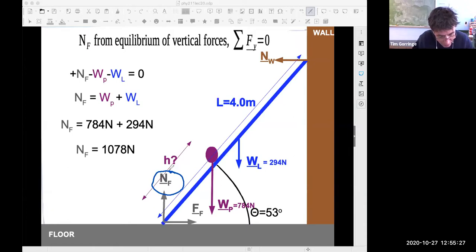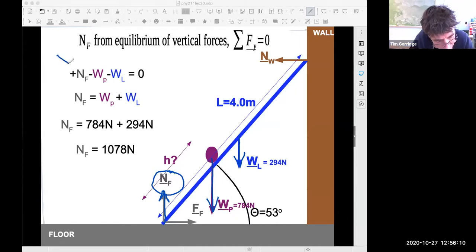So let's look at the diagram and take a look at what forces act vertically. There's actually only three forces acting vertically. There's the weight of the ladder that's acting downwards over here on the right. There's the weight of the painter that's acting downwards in the center here. And then there's the normal force of the floor that's acting upwards. So those are the three forces that are acting vertically. And because the ladder's in equilibrium, those forces must add up to zero. And with that concept, we're going to find the size of this normal force.